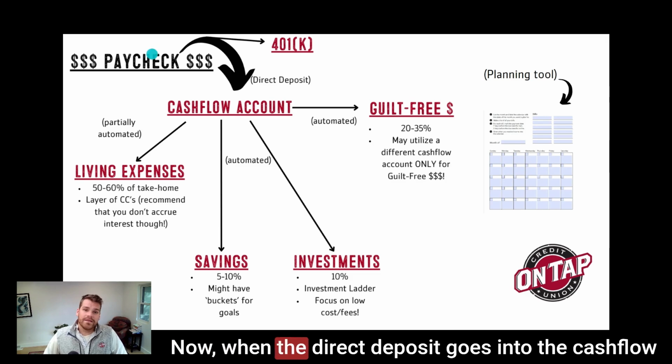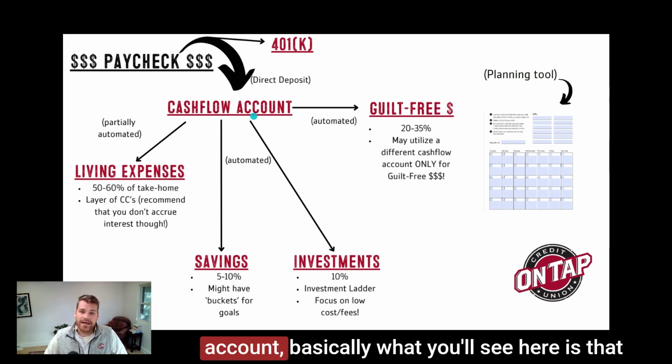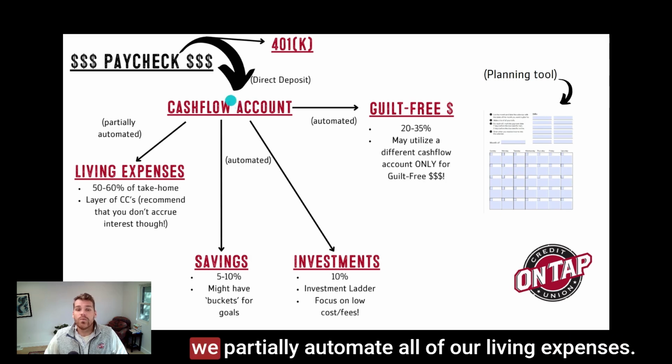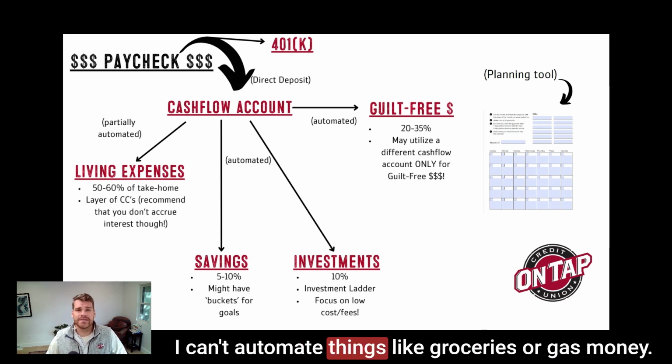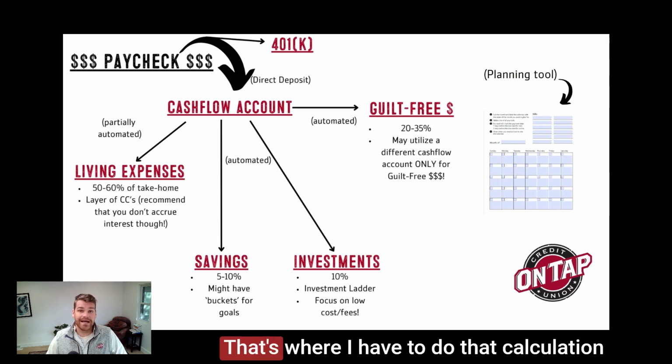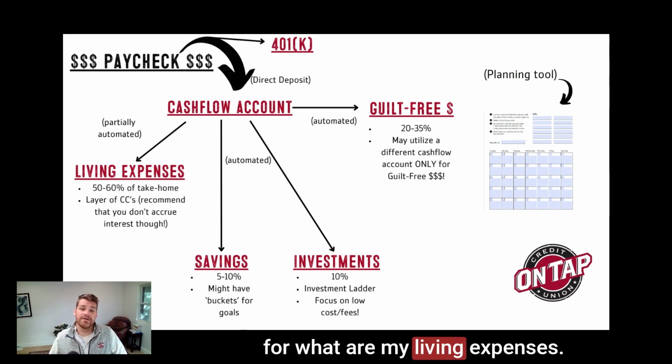Now, when the direct deposit goes into the cash flow account, basically what you'll see here is that we partially automate all of our living expenses. So of course I can automate things like rent. I can't automate things like groceries or gas money. That's where I have to do that calculation for what are my living expenses.